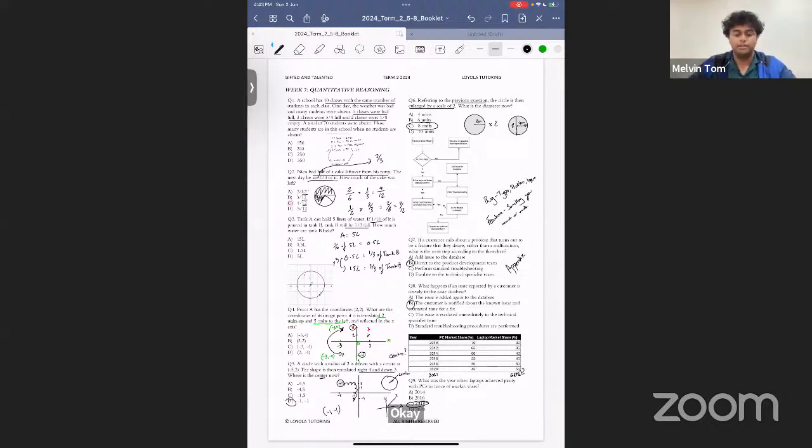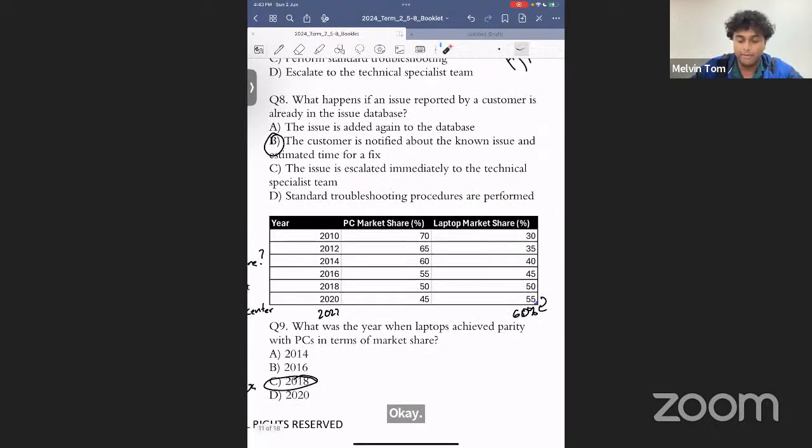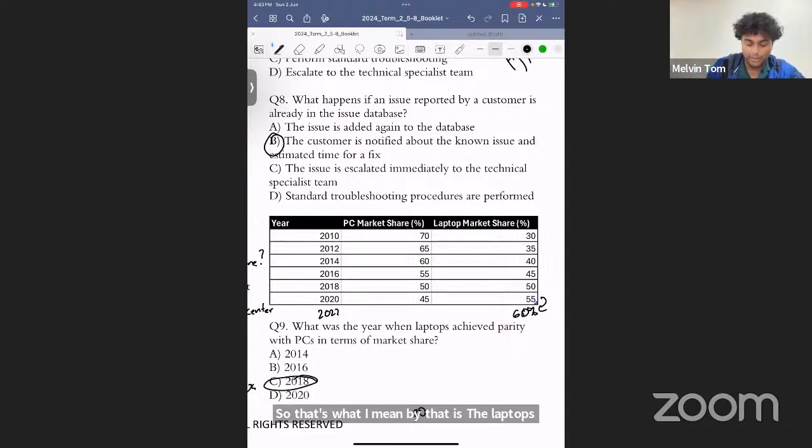All right. So if you look at this question, laptops are going up every year by 5%. So what I mean by that is the laptops will start off at 30% and it will just go up in a straight line. So that's what linear means.